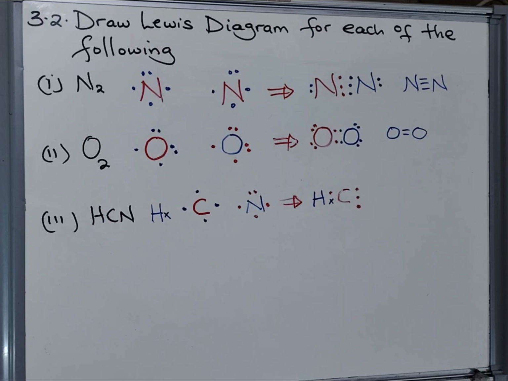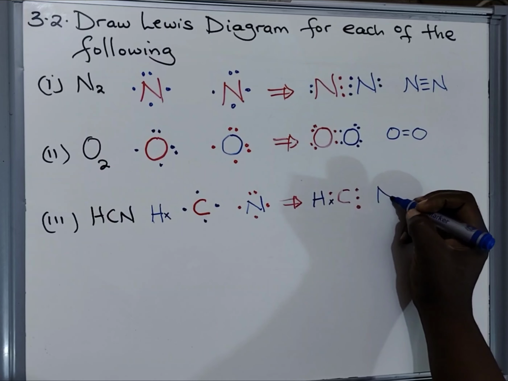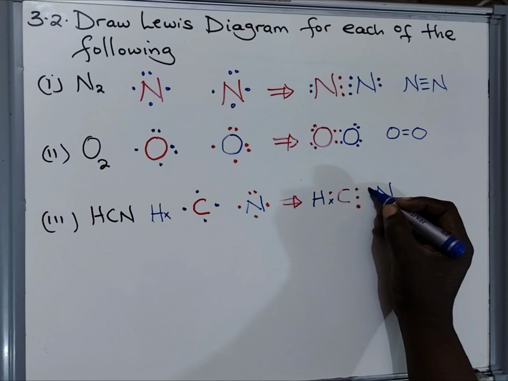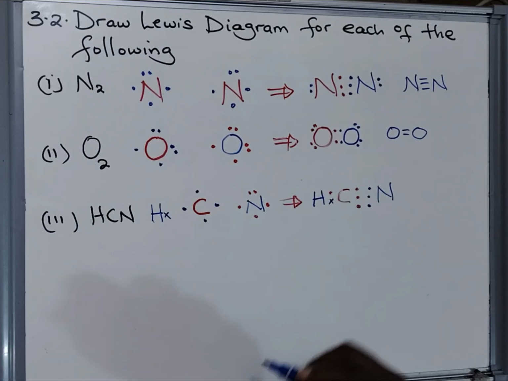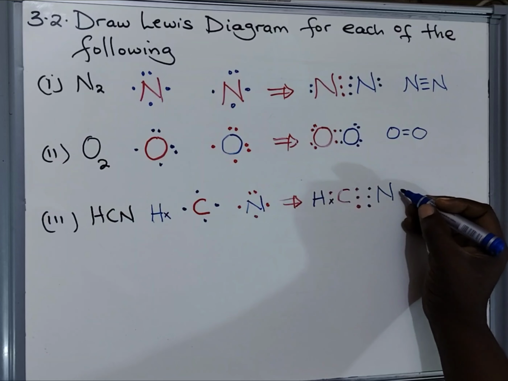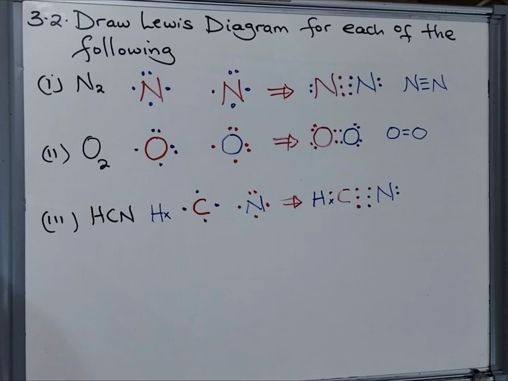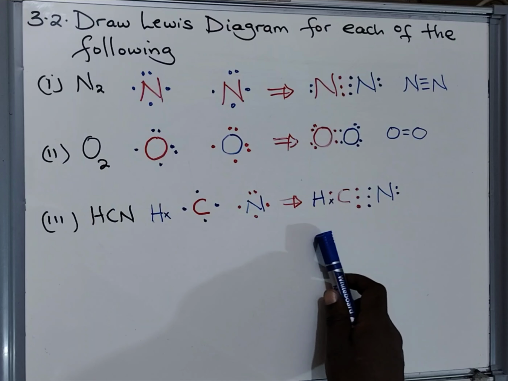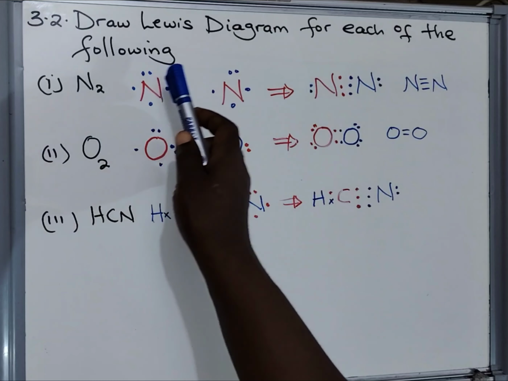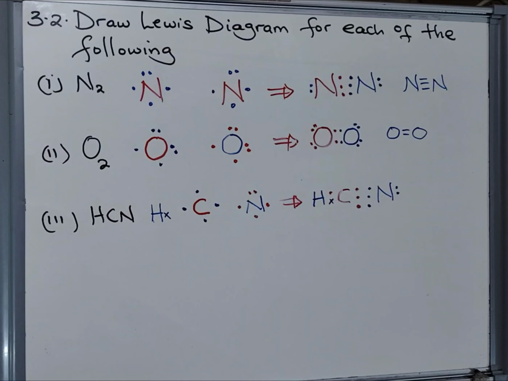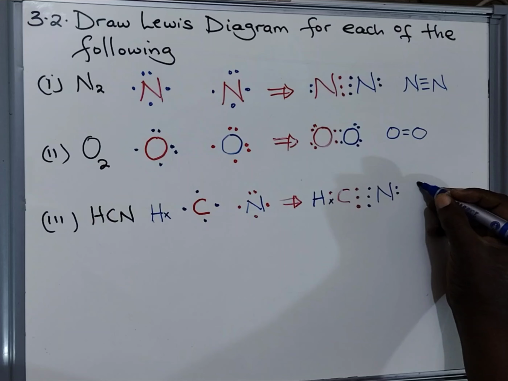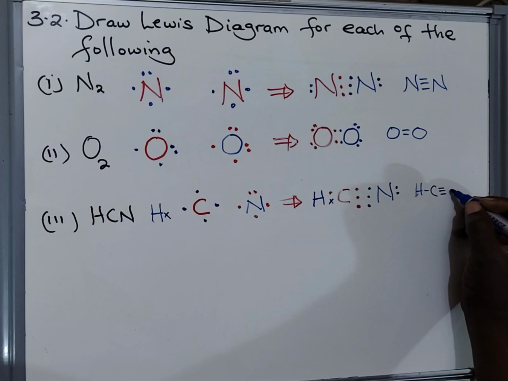And the nitrogen comes with its 1, 2, 3. But don't forget that nitrogen has a lone pair somewhere, so we indicate it there. So this is it. What you see here is the Lewis diagram for hydrogen cyanide. And we also need to know that if you indicate it structurally, you are going to have H, C, triple bond N.